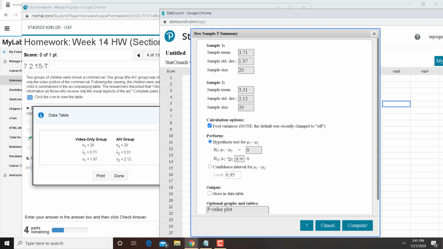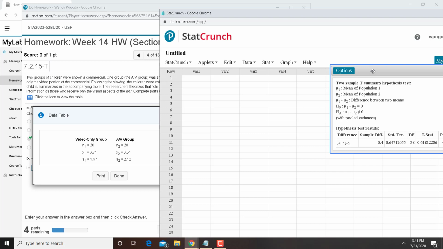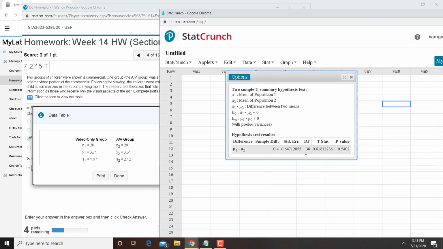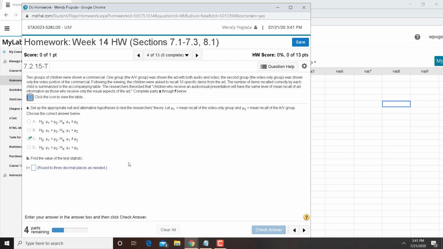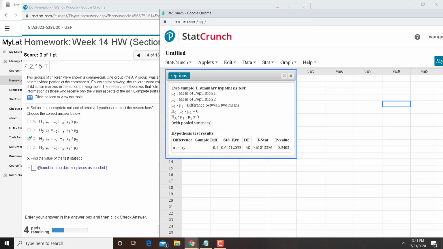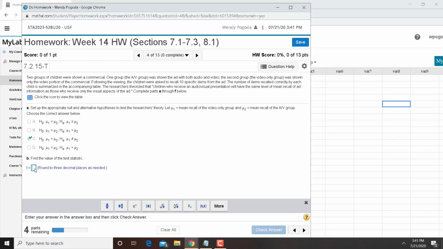And this is our null and alternative hypothesis that we figured out in the first part. If we were asked to do a confidence interval, we'd select that option instead, then click compute. And so these are our results. Our test statistic is 0.618, etc. Okay, let's go back to the question. We rounded to 3 decimal places, so 0.618.